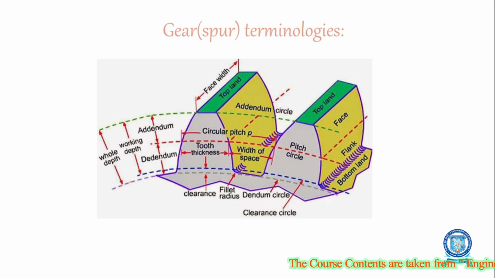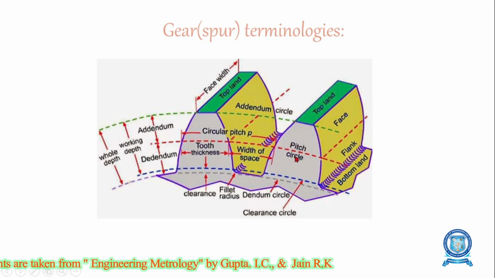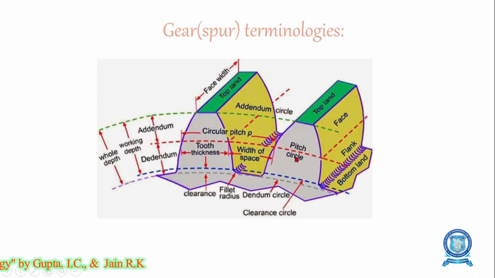So next one is pitch circle. What is a pitch circle? It is the imaginary circle of a gear that rolls without slipping over the circle of its mating gears. Okay, so the pitch circle is nothing but the imaginary circle of a gear that rolls without slipping over the circle of its mating gears.